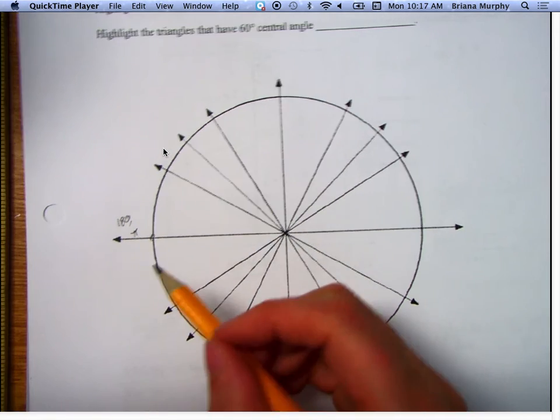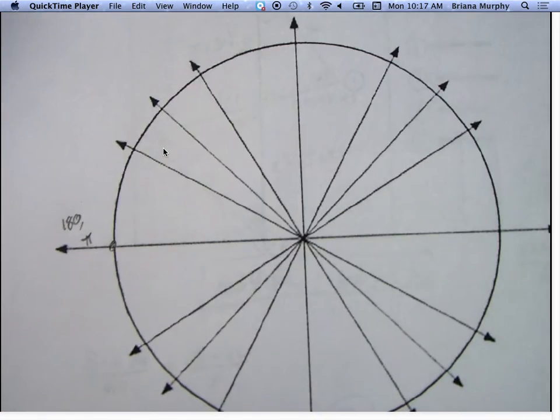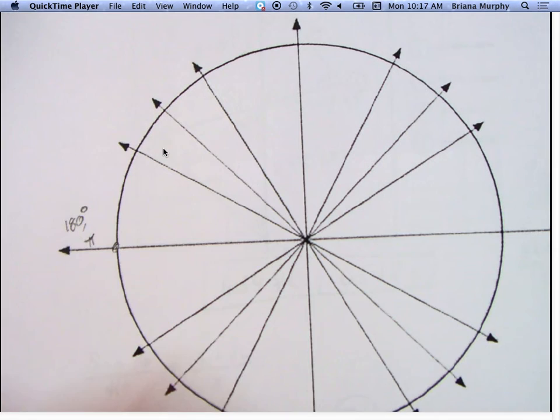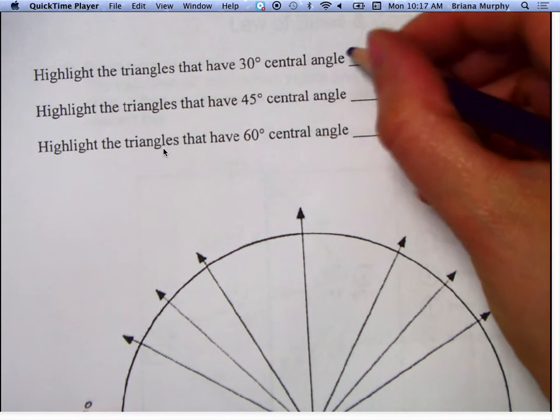Okay, this is what we're going to start with, where we're talking about degrees and radians. Okay? All right. So we're going to start with picking a color for one of our central angles. We're going to deal with 30, 45, and 60. I'm going to pick purple for my 30 degrees.